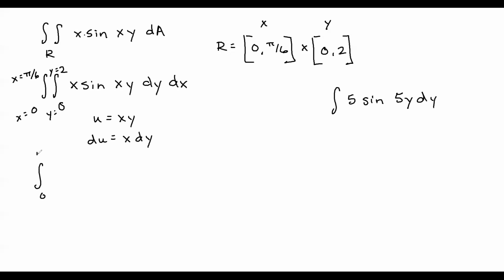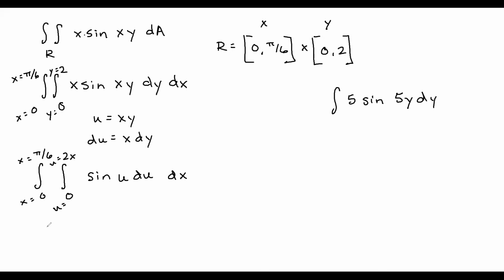All right, so then we're going to have 0 to pi over 6. And then we're going to change the bounds here. So instead of 0 to 2, you could take 0, plug it in for the y, you're going to get 0. If you take 2 and plug it in for the y, you're going to get 2x. Okay, and then our function itself, we've got sine of xy. That's going to become sine of u. And then we've got x dy. That's du. So we're going to replace that with du. And then we'll have dx left. So these are now u bounds, not y bounds anymore. These are still x bounds.